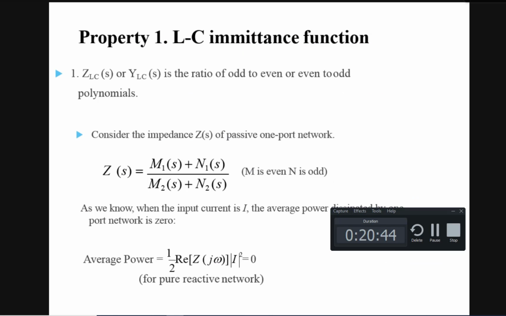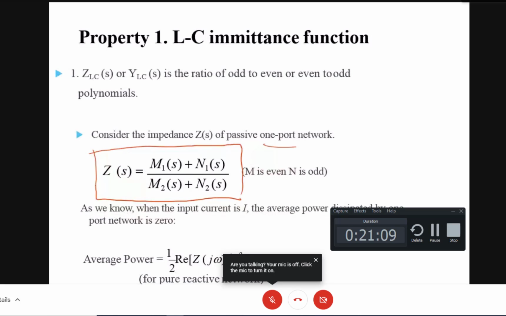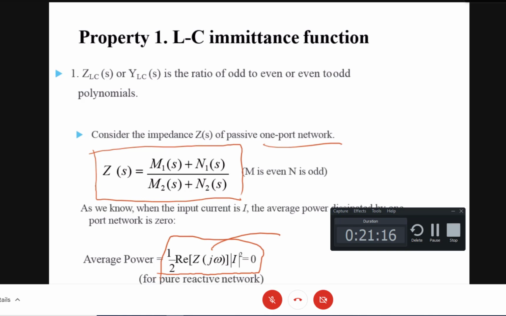Then comes the LC immittance function. So Z_LC or Y_LC is the ratio of odd to even or even to odd polynomials, and then the immittance function has certain properties. For example, if Z(s) is the impedance function of a one-port network, then half of the real part of Z times I squared.